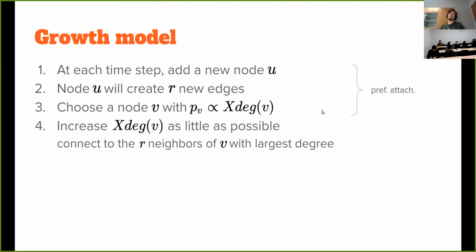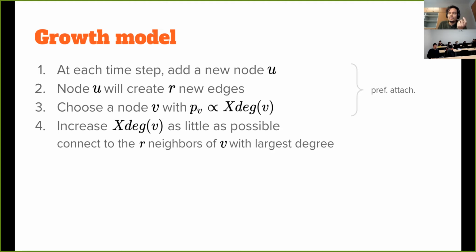So I'm drawing a network. I choose a node V with probability depending on its degree. And to increase localization as much as possible, I'm going to connect to the neighbors of the chosen node with largest degree. Why? Because if I have a node and I want to increase localization around it, if that node has a neighbor of large degree, then I want to continue increasing that degree so that it's more and more localized, right? So I'm going to choose a node and connect to its neighbors of largest degree.